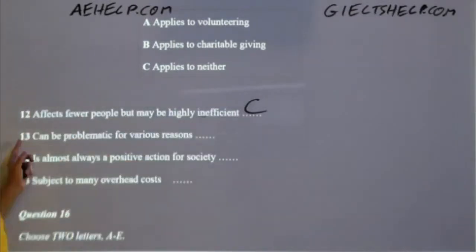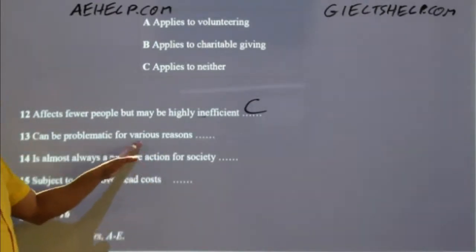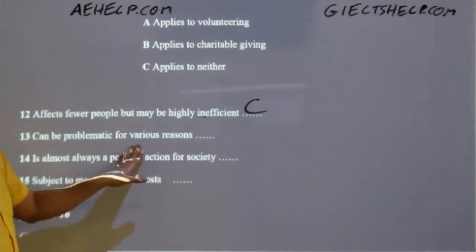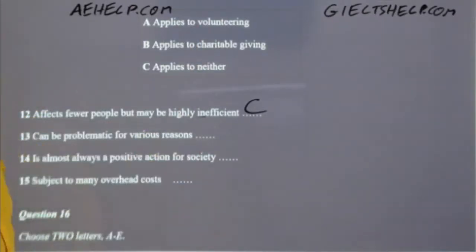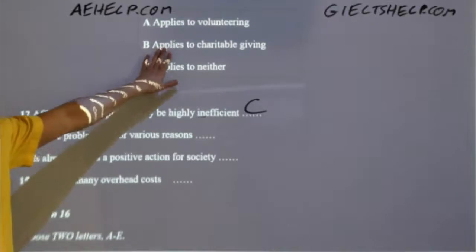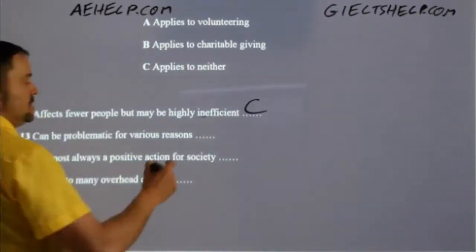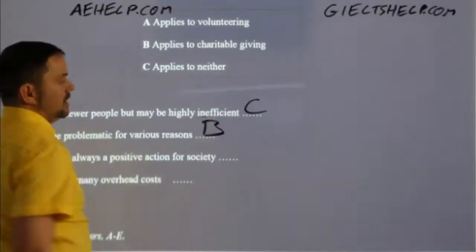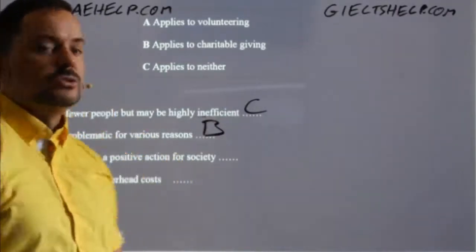Number 13, can be problematic for various reasons. Various means several or a few different reasons. So if I give my time, is that a problem? Probably not. If I'm giving money, can that be a problem? Yes, absolutely, if it's used badly, right? So giving money can be problematic if it's used badly.